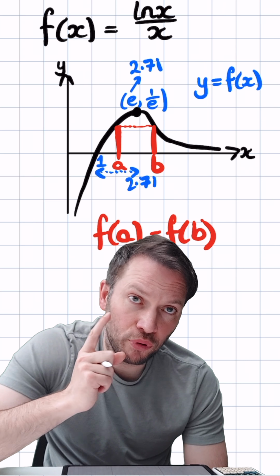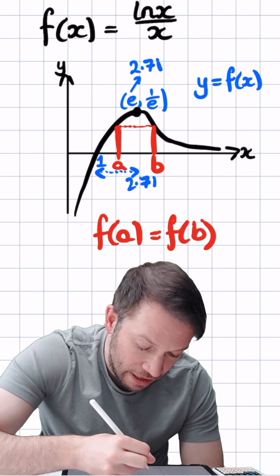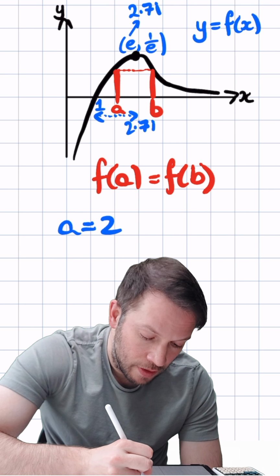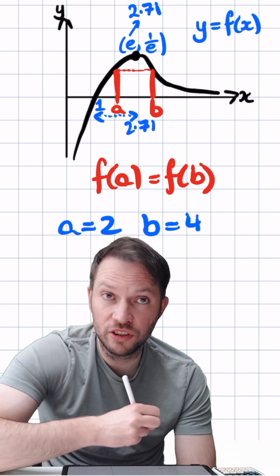And that basically proves that there's only one value of a that we can pick. a has to be 2. And if a was 2, then we can work out that b would have to be 4. And that gives you the only solution to this equation.